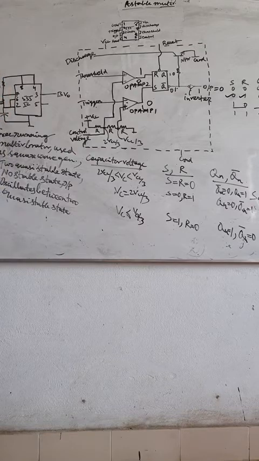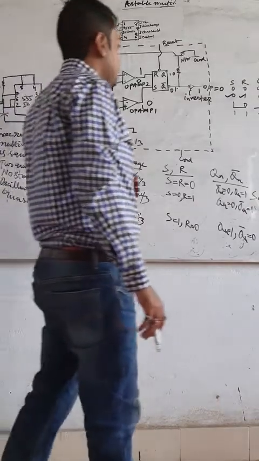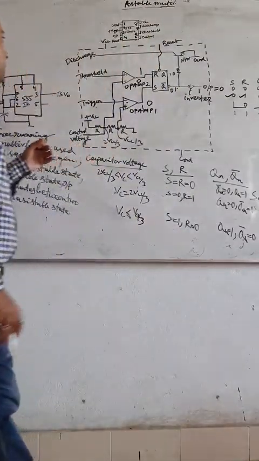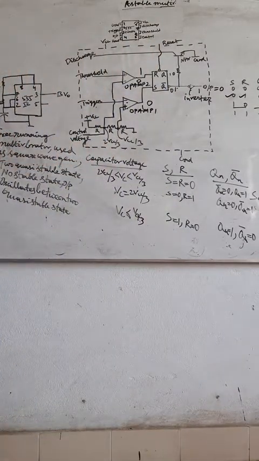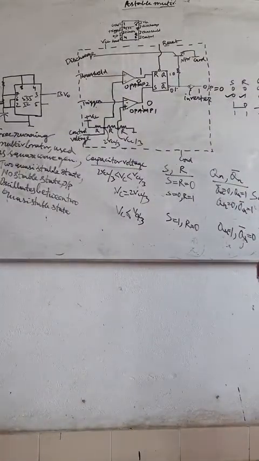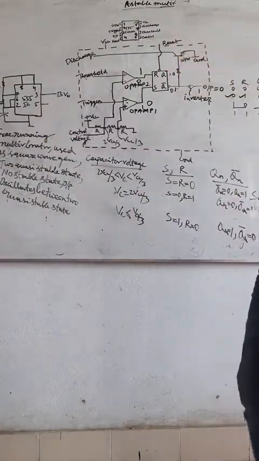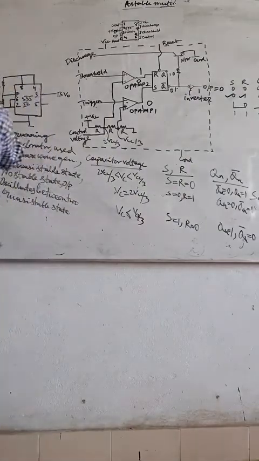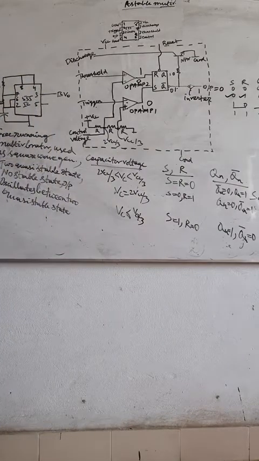So first we will see how this astable multivibrator operates by using a 555 timer. Yesterday I gave you a video of the 555 timer. This is the internal block diagram of the 555 timer. Now this is the block diagram of the 555 timer used as an astable multivibrator.